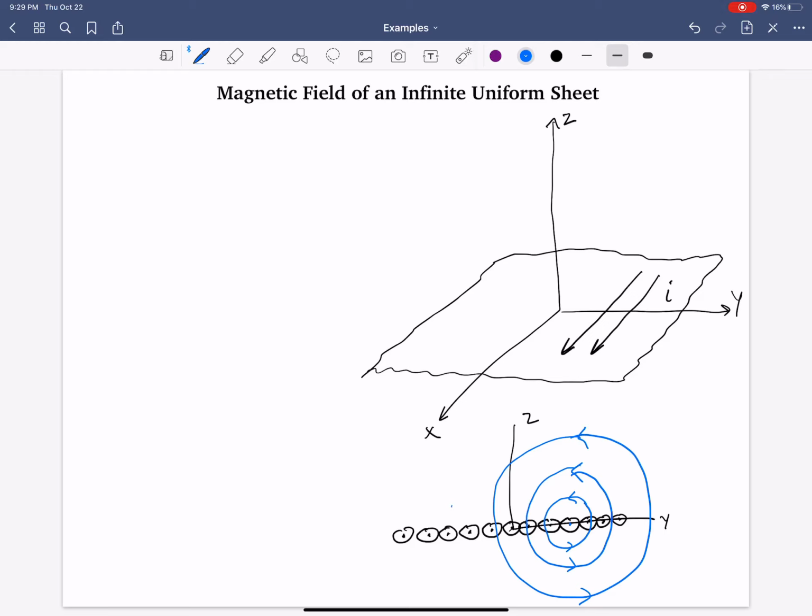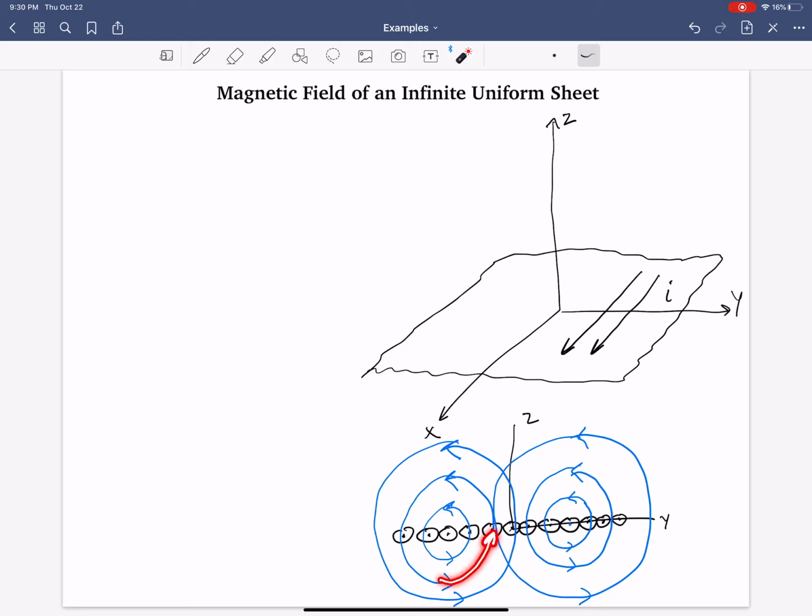So now the same thing occurs over there. It curls in the counterclockwise direction. What actually happens when you have multiple parts of this sheet is that at some places the magnetic field is going up, where in other parts it's going down. Case in point is right there and right there.